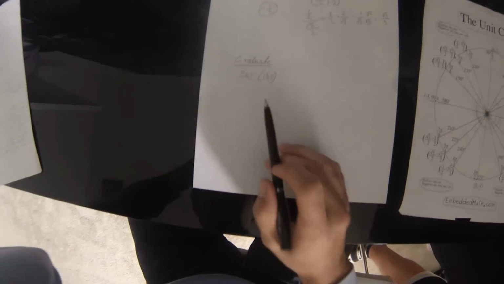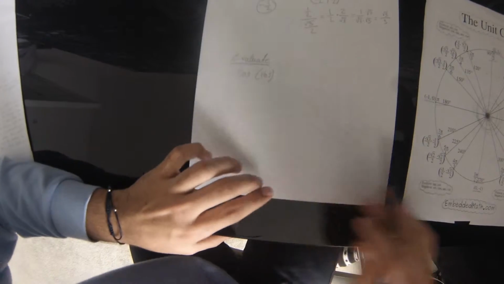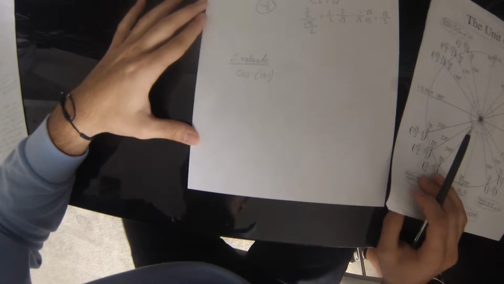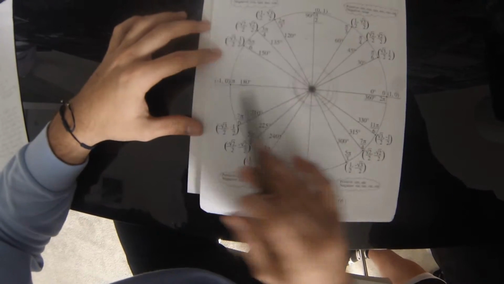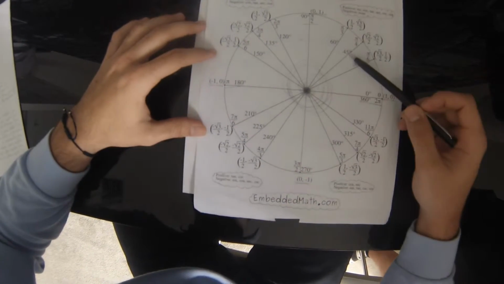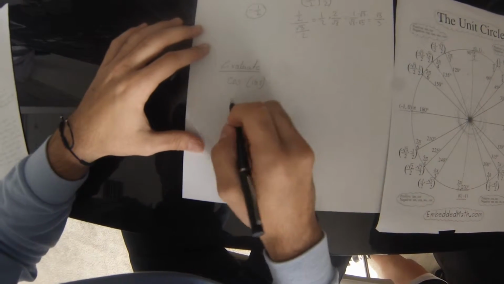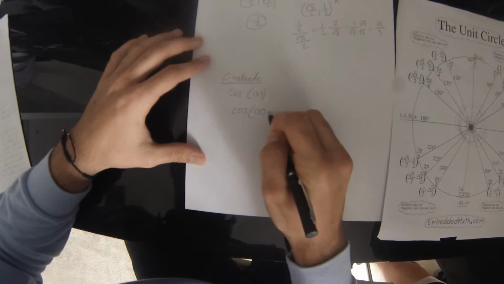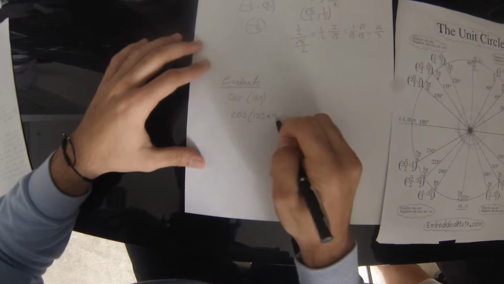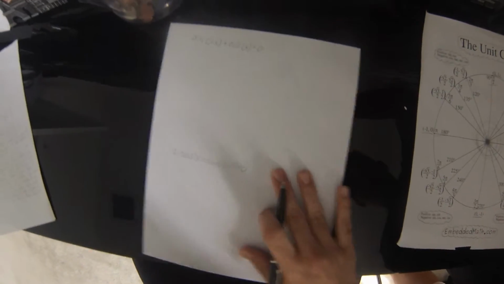Now, we are evaluating cosine 165. So we look at the unit circle and ask what two previous angles give us 165 degrees. 120 and 45 added together gives us 165. So to do this, we just put cosine of 120 plus 45, and that's it.